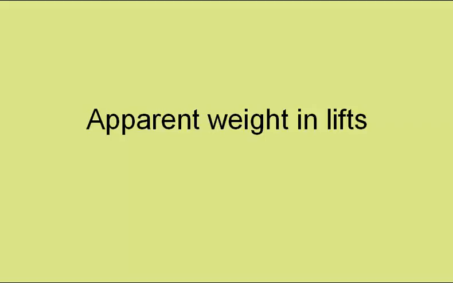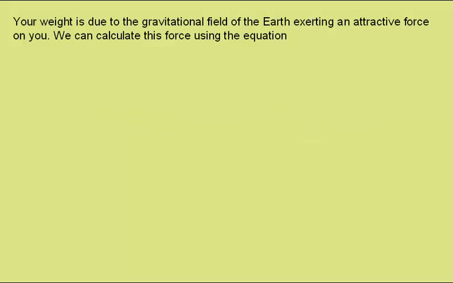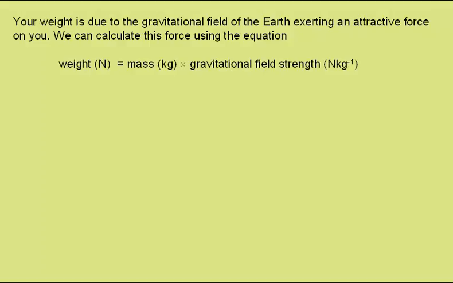Apparent weight in lifts. Your weight is due to the gravitational field of the Earth exerting an attractive force on you. We can calculate this force using the equation weight in newtons is equal to your mass in kilograms multiplied by the gravitational field strength in newtons per kilogram, or W equals mg. On Earth, the gravitational field strength is 9.81 newtons per kilogram, or we can quote it as 9.81 meters per second squared. These two different units are equivalent, and we would generally use these units when considering forces and these units when considering the motion caused by these forces.